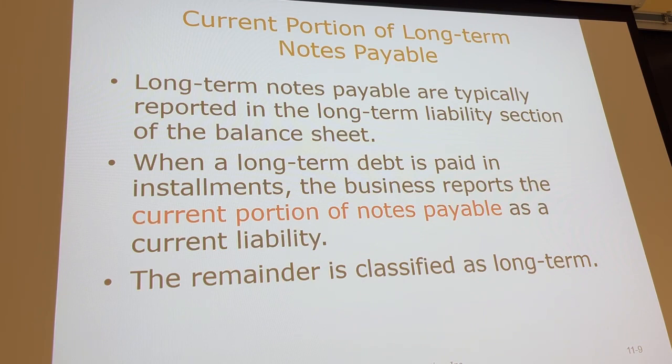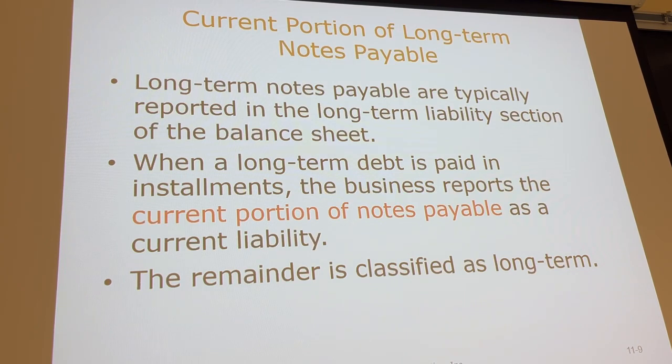Now, with some notes payable, some of the principal payments are made within the first 12 months, and some of the principal payments are made at later dates. In that case, the note is split into 2 parts, and the payments that are due within 12 months are recorded as current liabilities on the balance sheet.